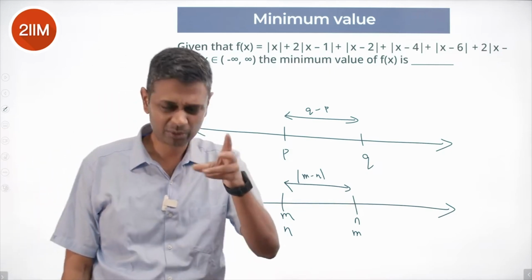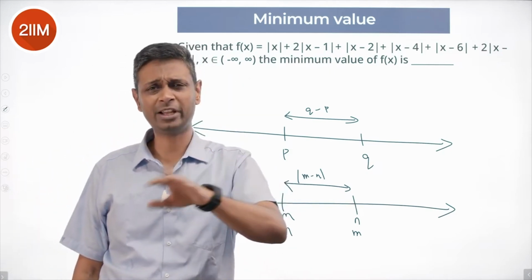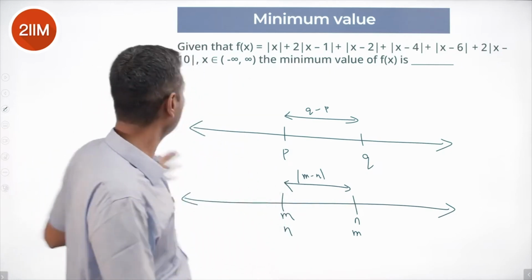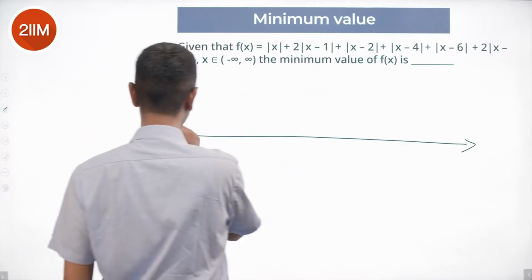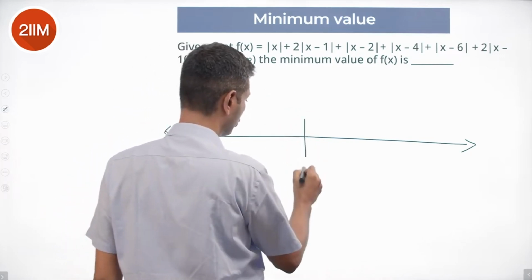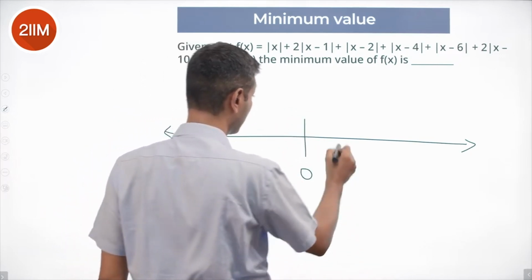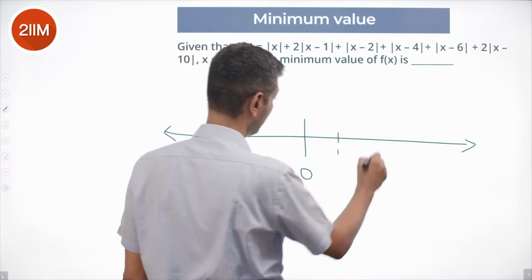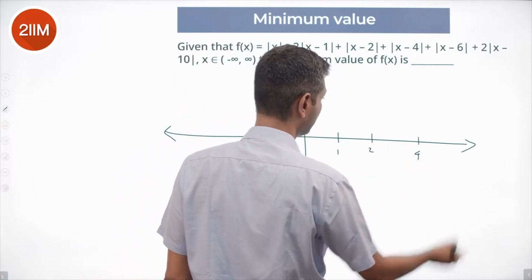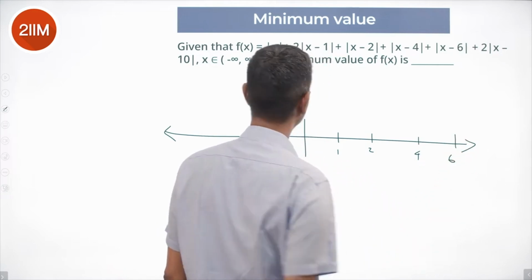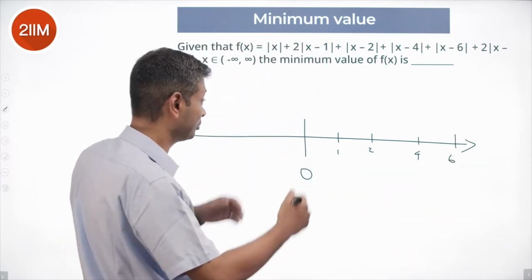Whenever you have modulus of x minus 1 plus modulus of x minus 4 plus modulus of x plus 3, all of that, then say, okay, there's a bunch of things involved here. I'm going to draw a nice number line. I have a modulus of x, so I'm going to put 0. I have modulus of x minus 1, I'm going to put 1. X minus 2, 2. X minus 4, 4. X minus 6, 6. X minus 10, so my diagram is looking ugly.